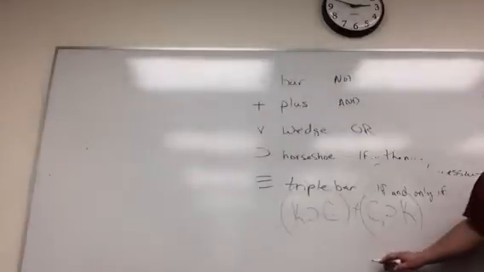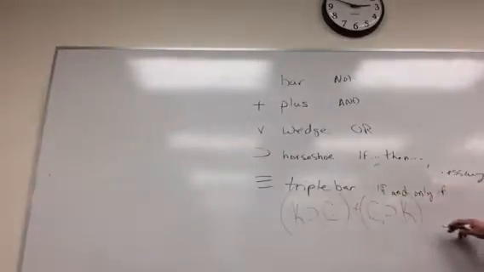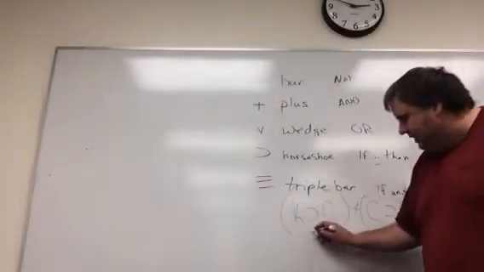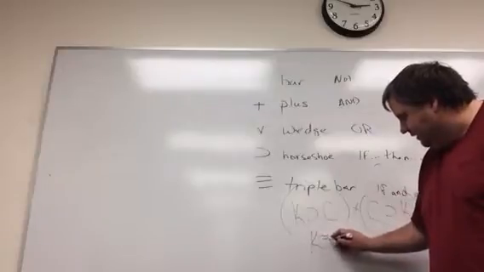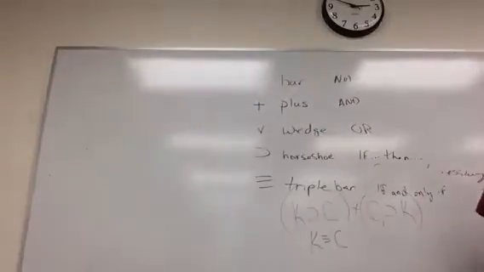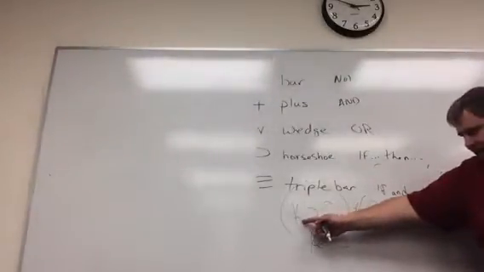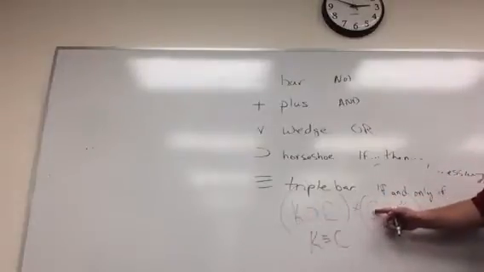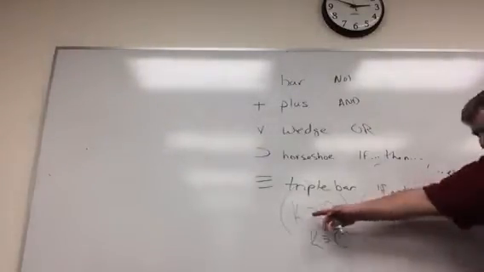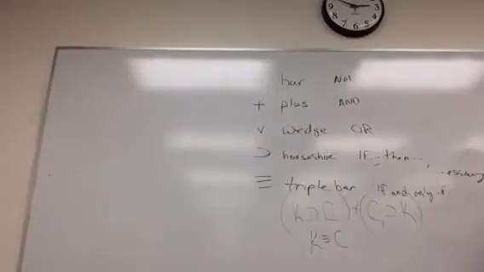And so instead of having to write this whole thing out, we can just put K triple bar C, and it means the same thing. It means if the antecedent is true, then the consequent is true, and if the consequent in that one is true, then the antecedent in that one is true. And so there's a direct relationship.